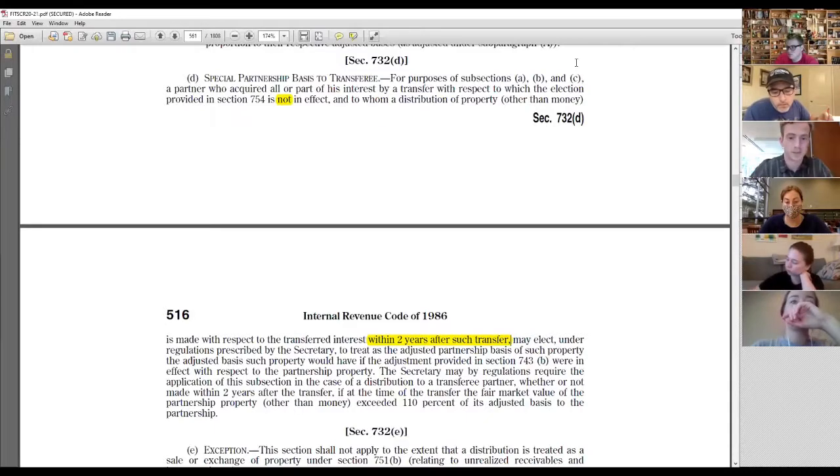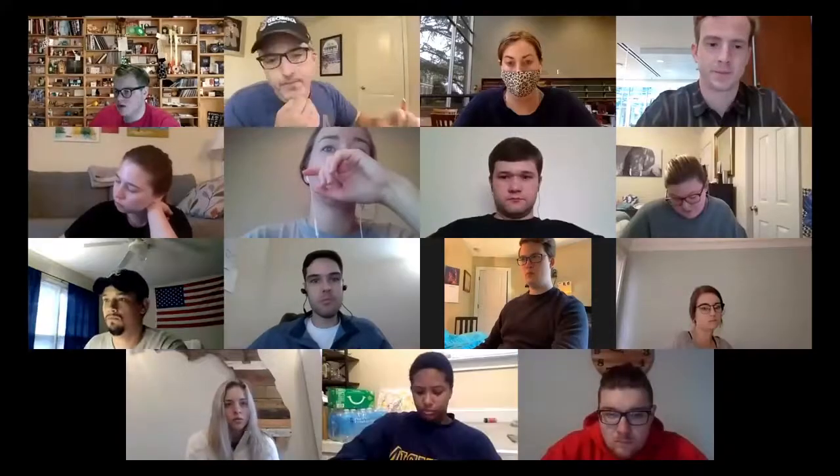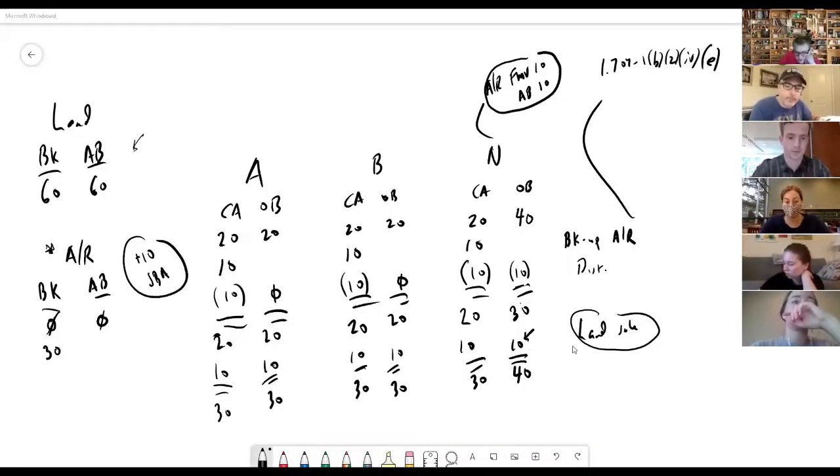Okay, any other questions? Well, but so if they distributed the land to them without selling it, then you can make the election? So if you change the fact pattern and instead they distributed the land within 2 years and the election were made with respect to the land, then N's basis in the 1/3 of the land would be 30, 20, 1/3 of the common basis plus the 10 SBA that would have been there at the 754 election. So yes, if the land were distributed within 2 years to N, or 1/3 of the land, and N made the 732(d) election with respect to the land. But I assumed the land were sold.